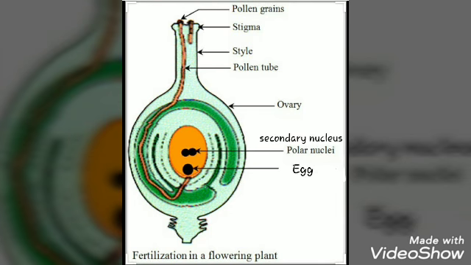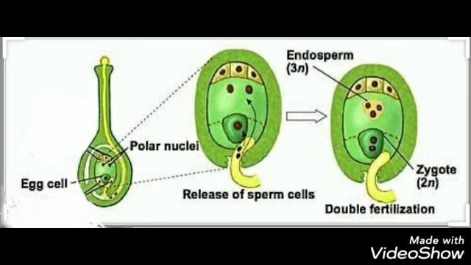Why triple fusion? Because three nuclei, that means two polar nuclei and one nucleus of the male gamete, are involved in this process. Now, as you can see, there are two different combinations taking place. One combination is to form the zygote and the other combination is to form the endosperm. So, this process is known as a double fertilization process as two fusions take place.